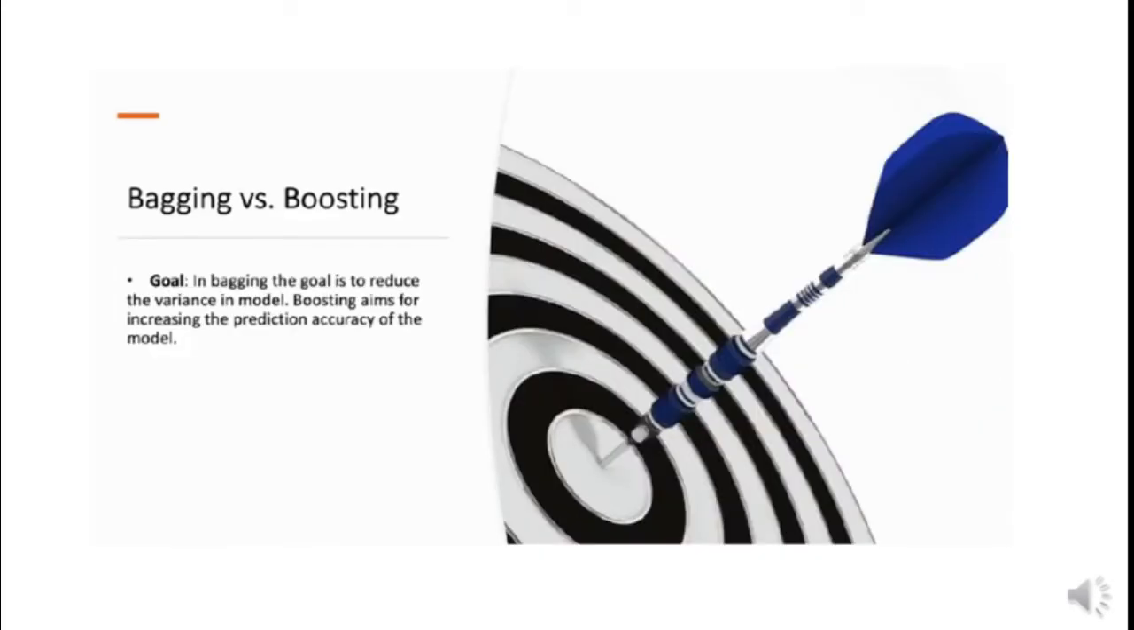The next difference is the goal. The goal of bagging is to reduce the variance, because we are creating more data so that variance can be reduced or the model becomes immune to the variance. In boosting, we try to increase the prediction accuracy, because we are trying different subsets, and on each subset we try to see how prediction can be more accurate.